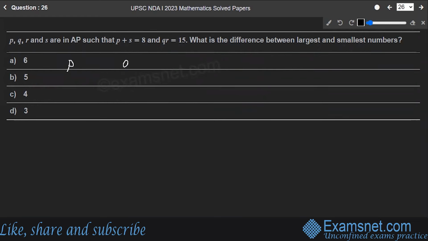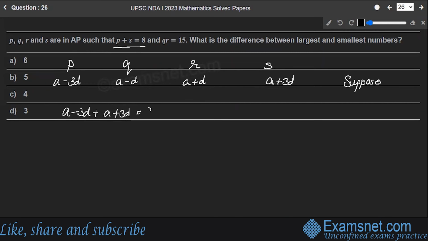So you are given P, Q, R, and S. These are the 4 numbers which are in AP. So maybe I can write them like A minus 3D, A minus D, A plus D, and A plus 3D. Suppose we are assuming this. First thing, it is given P plus S is equal to 8. So that means A minus 3D plus A plus 3D is equal to 8, which gives you 2A is equal to 8, or A is equal to 4.